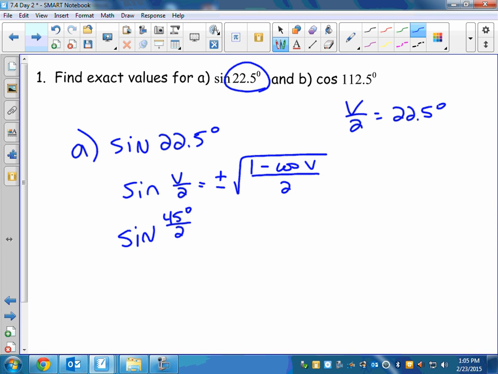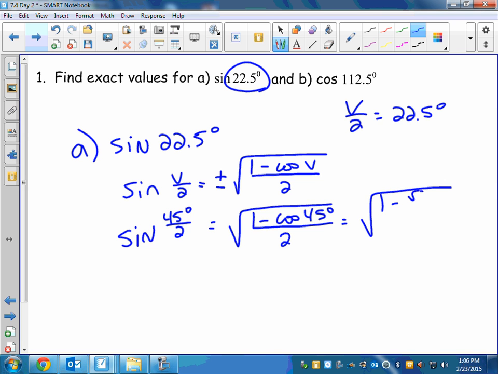So think about 22.5 degrees. Is that going to be the positive root or the negative root? Yeah, because 22.5 degrees is in quadrant 1, and in quadrant 1 sine is positive. So I'm going to take the positive root of 1 minus cosine of 45 degrees, all divided by 2. And what is the cosine of 45 degrees? 1 minus square root 2 over 2, all over 2.